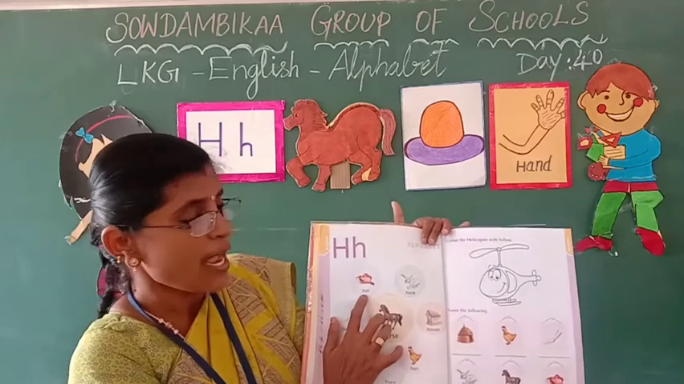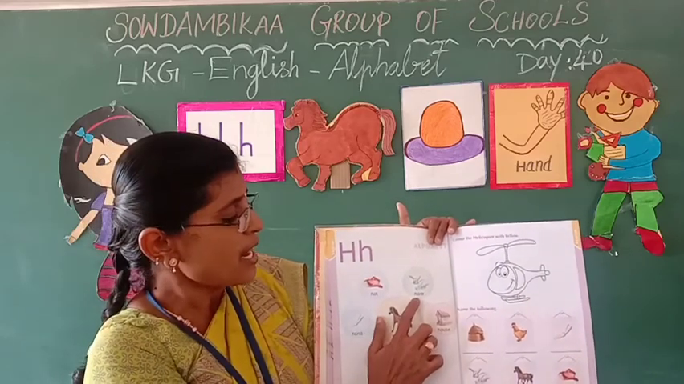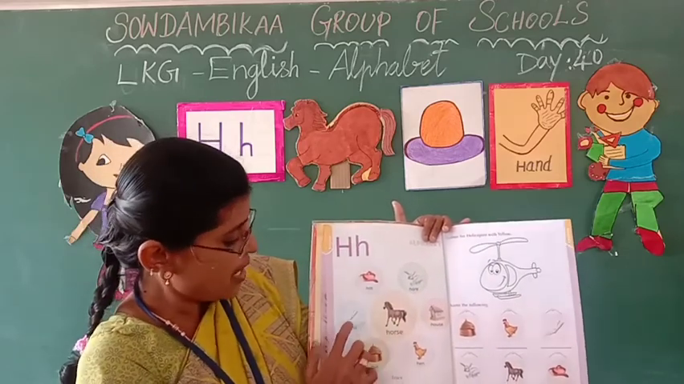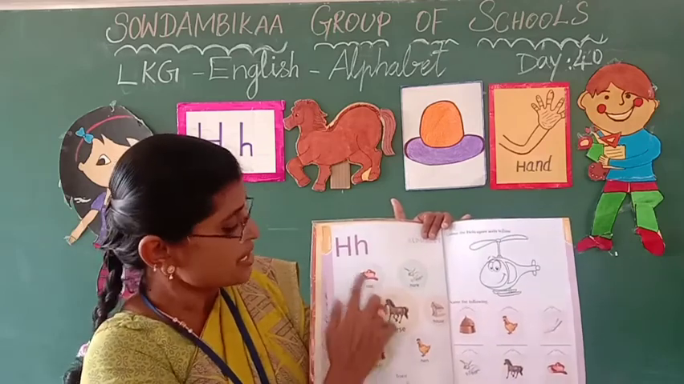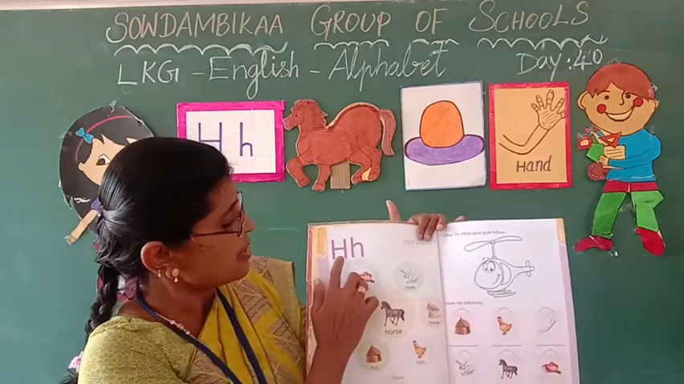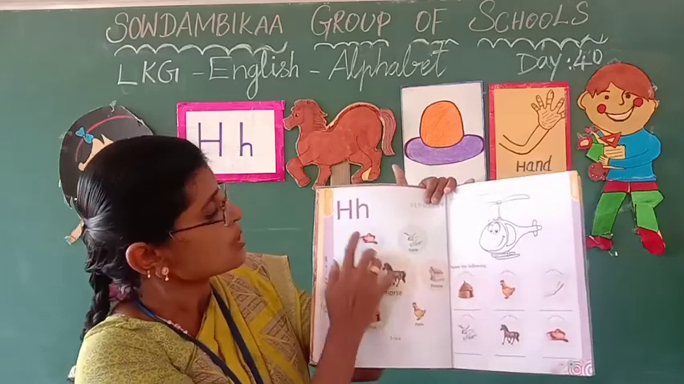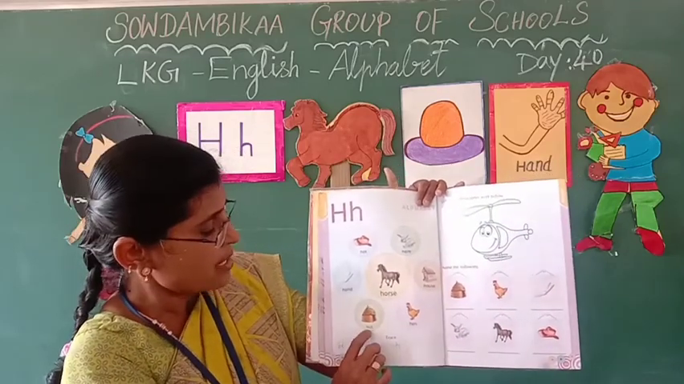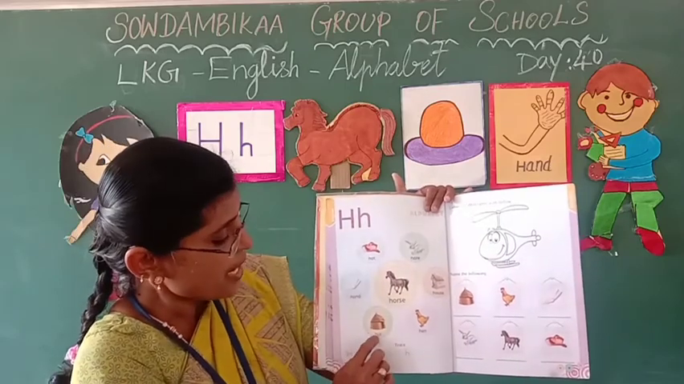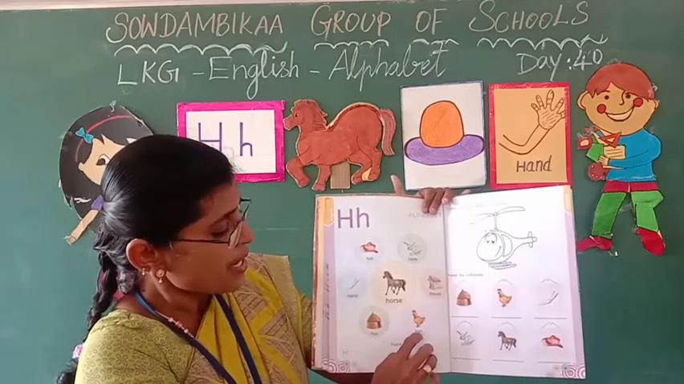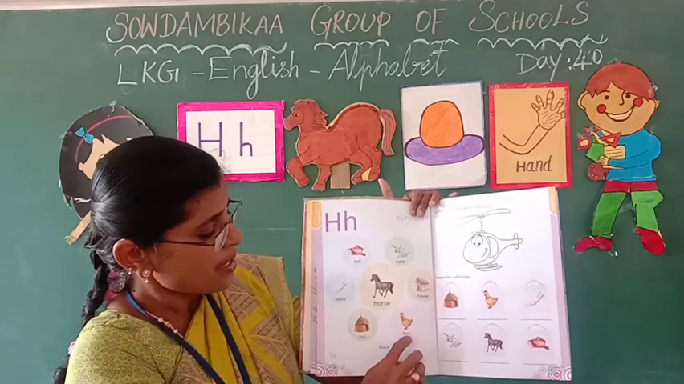H for hat. H for cane. H for hand. H for horse. H for owls. H for hut. H for hen.